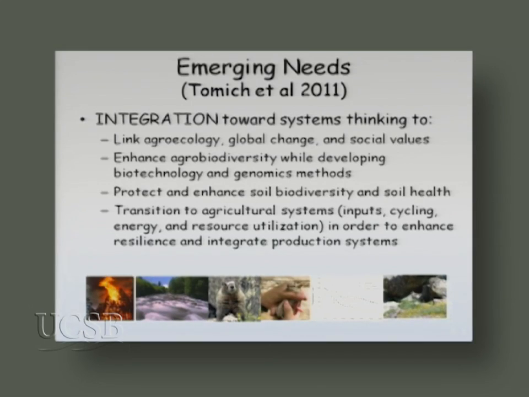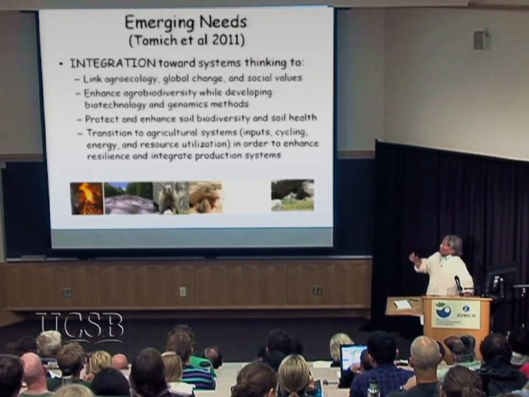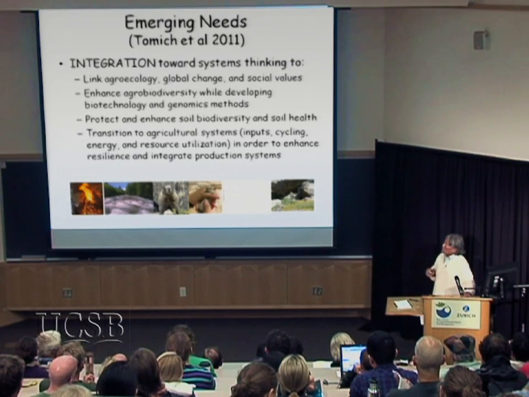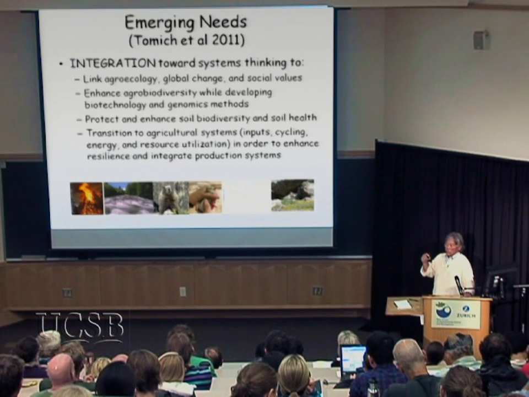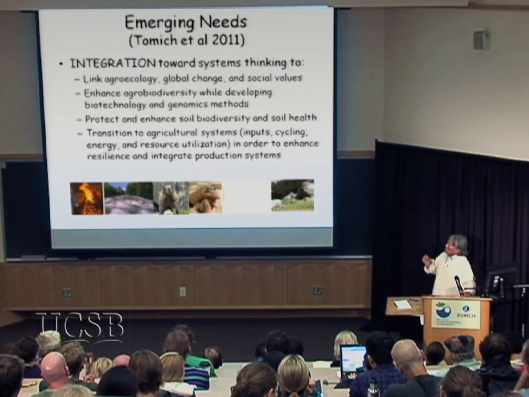And, sort of summing things up, and this is from a paper that Tom Tomich from Davis put together with his group, how do we actually move forward is looking at how do we integrate towards a systems thinking. And that's a bias of mine. I'm an ecosystem scientist, so I really like systems thinking. So how do we actually do this in a way that links agroecology, global change, social values, brings in conservation, biodiversity issues? How do we protect and enhance soil biodiversity, which oftentimes gets ignored?